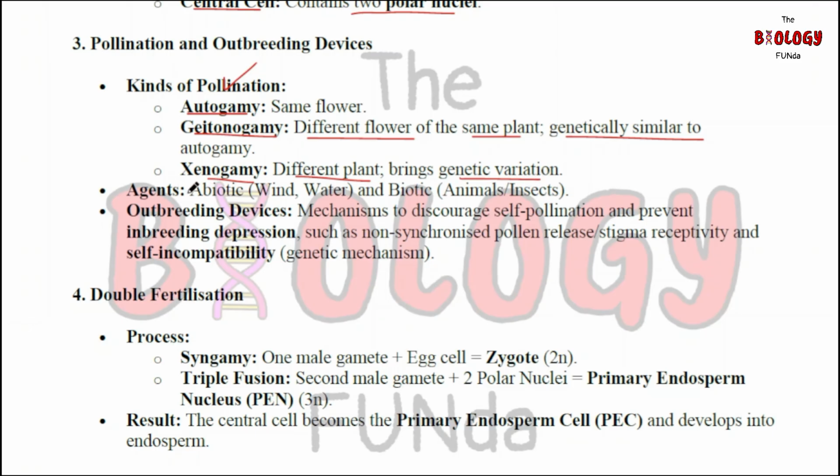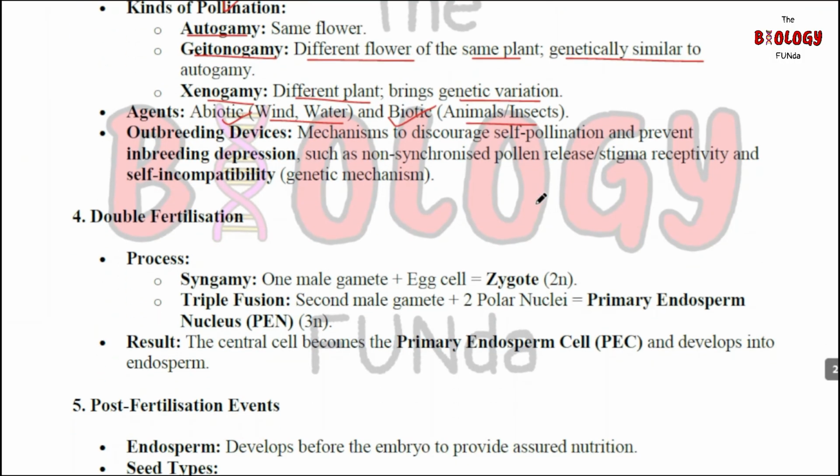Now the agents of pollination are abiotic, that means non-living, like wind and water, and biotic, which are animals and insects. Now there are some outbreeding devices, mechanisms to discourage self-pollination and prevent inbreeding depression, such as non-synchronized pollen release and stigma receptivity, and self-incompatibility.